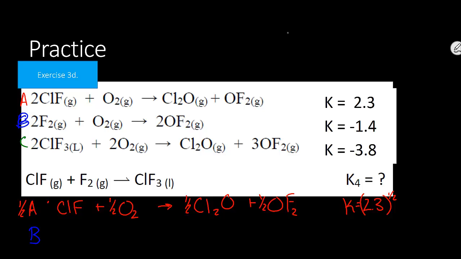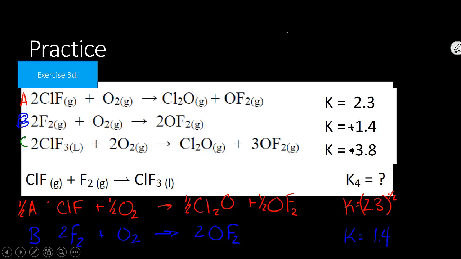So for reaction B, fluorine gas and oxygen produce 2 oxygen difluorides. And the value of K is a negative 1.4. Bit of a typo there. There's no such thing as a negative value of K. So 1.4 is the value of K for reaction B. That's what happens when you steal a problem that's not yours.